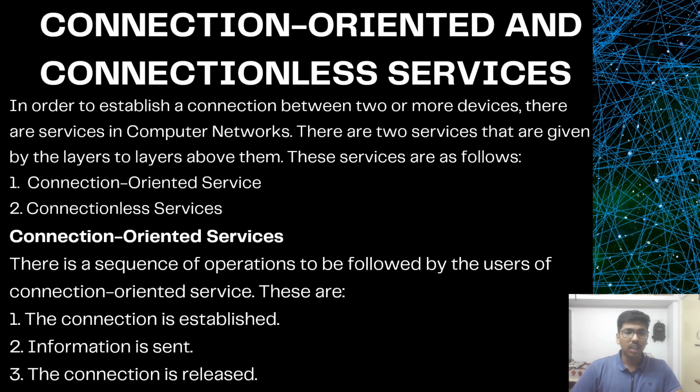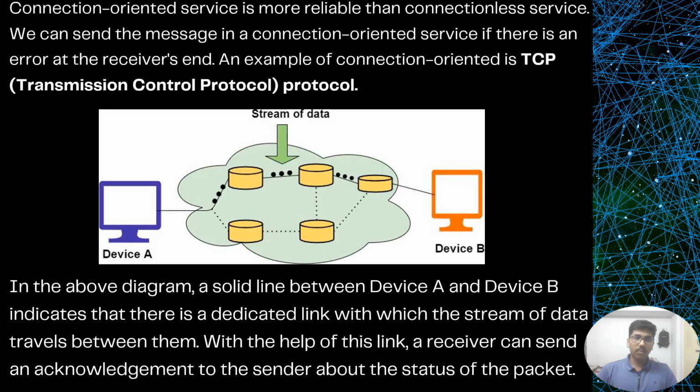Connection-oriented services. There is a sequence of operations to be followed by the users for connection-oriented service. The connection is established, information is sent, and the connection is released. Connection-oriented service is more reliable than connectionless service. We can resend the messages in a connection-oriented service if there is an error at the receiver's end. An example of connection-oriented service is TCP, which is Transmission Control Protocol.